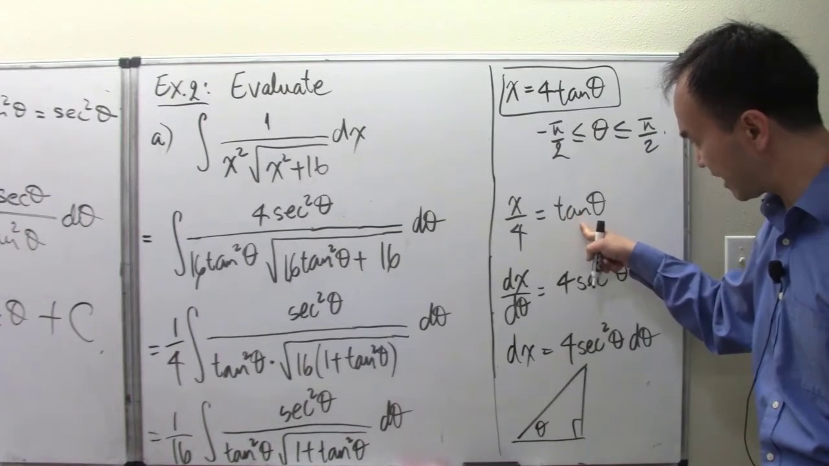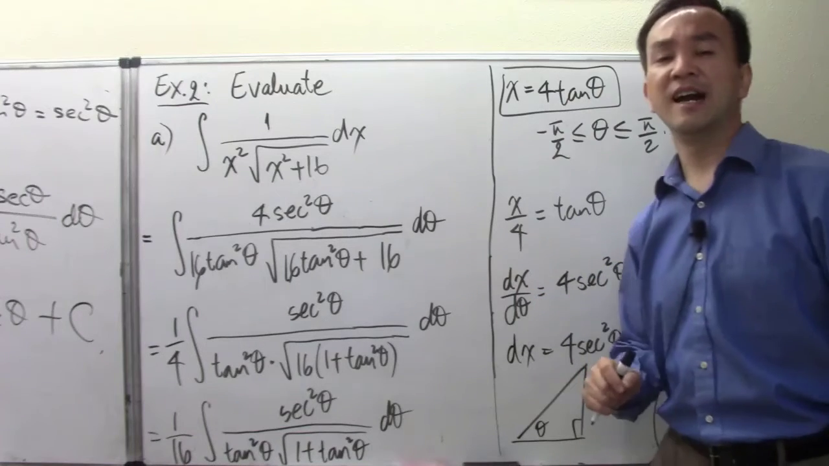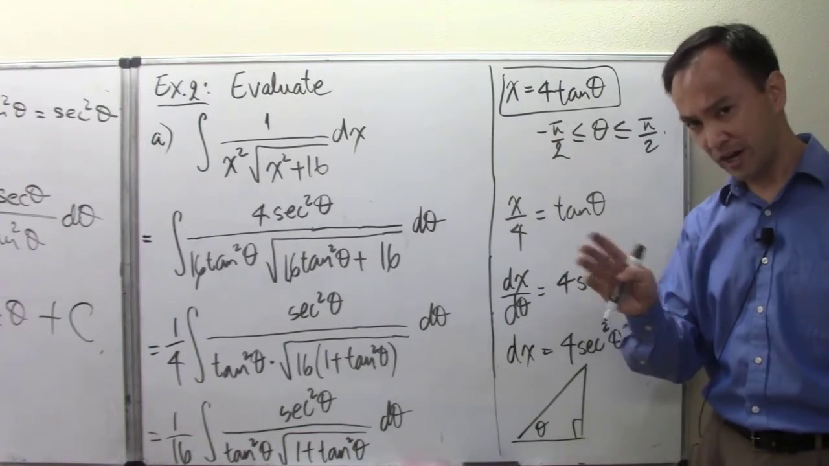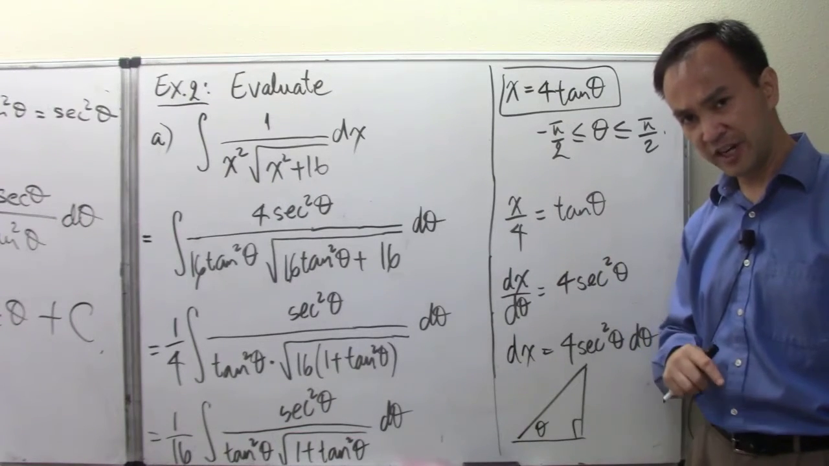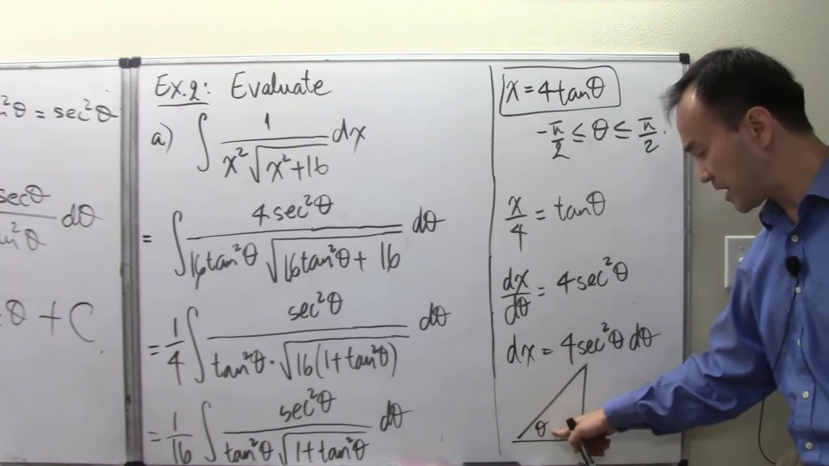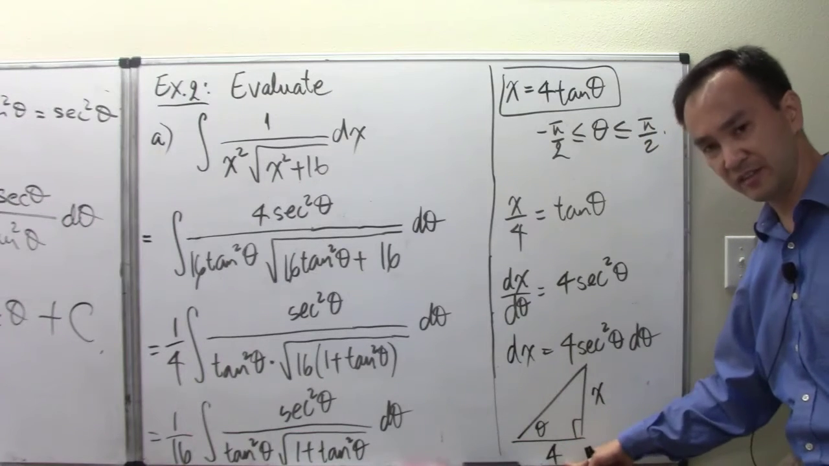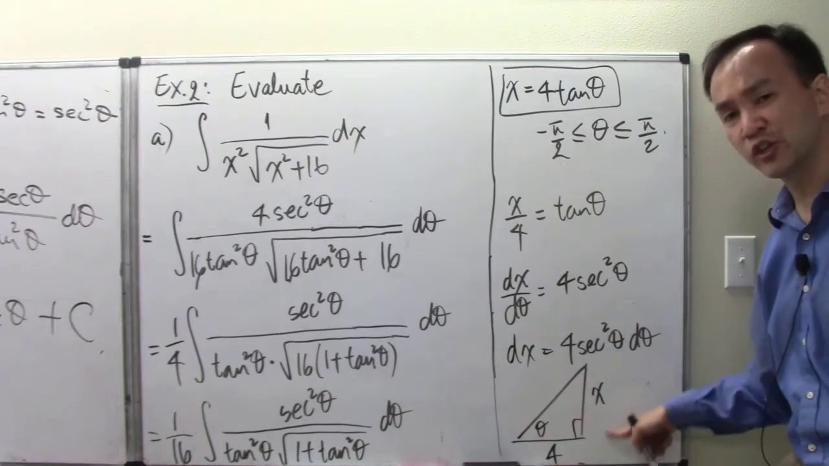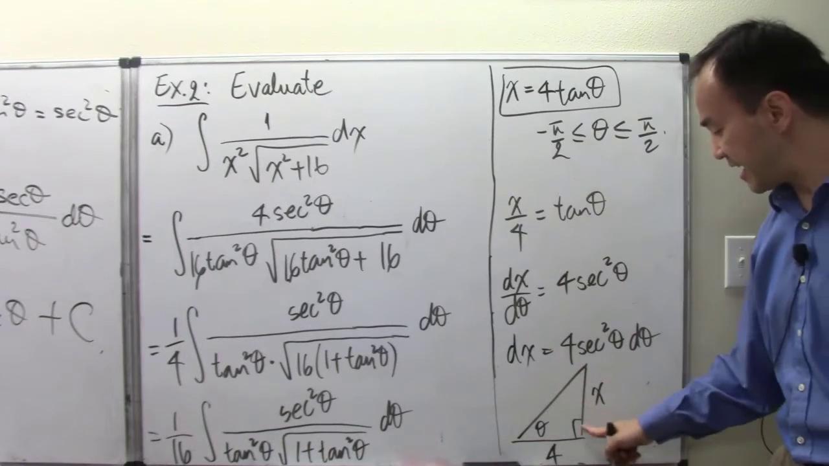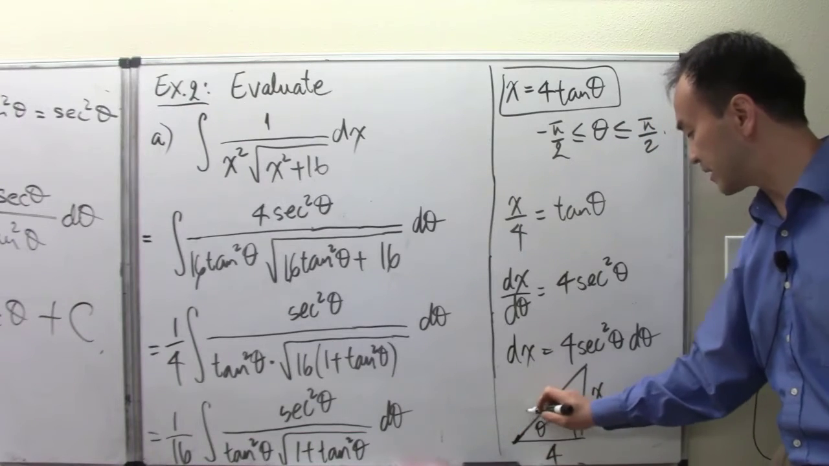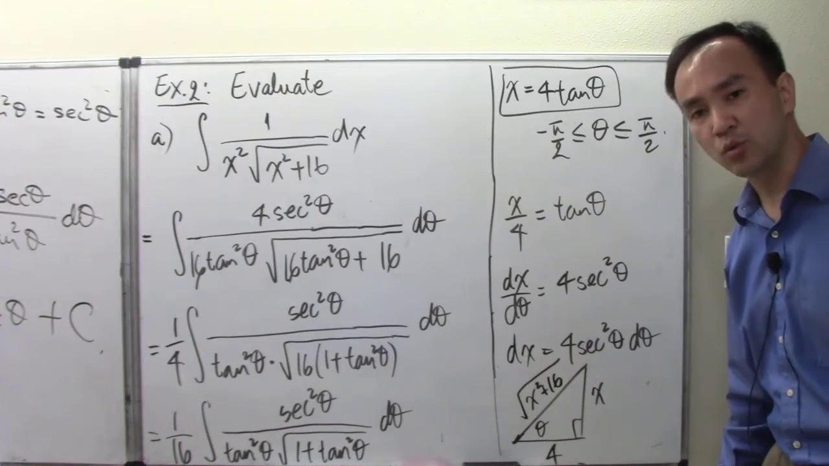But now tangent theta equals x over 4. And we know famously that tangent for any angle theta in a right triangle is defined as opposite over adjacent. So if I'm placing my theta here, then it's x over 4, opposite over adjacent. That's how it should be consistent with tangent theta being x over 4. And since this is a right triangle, the hypotenuse must be the square root of x squared plus 16.